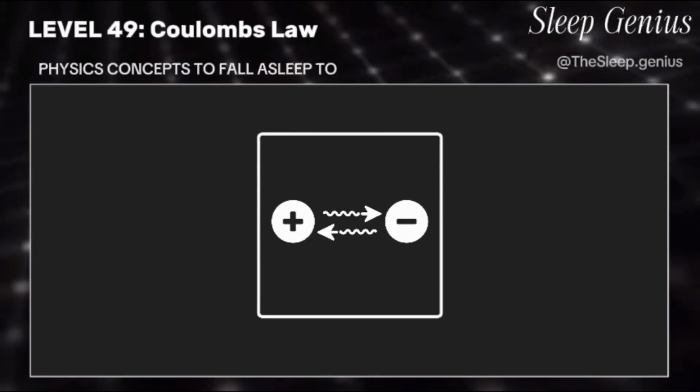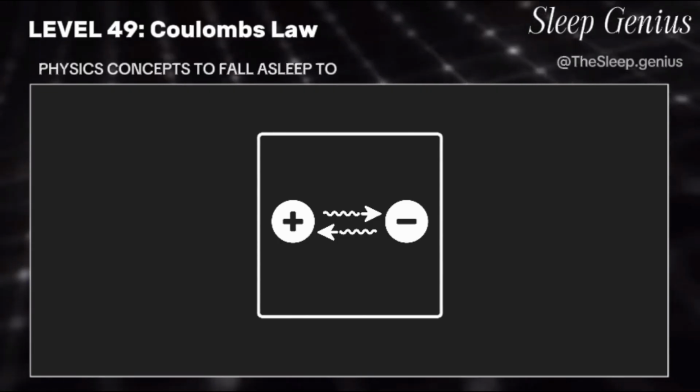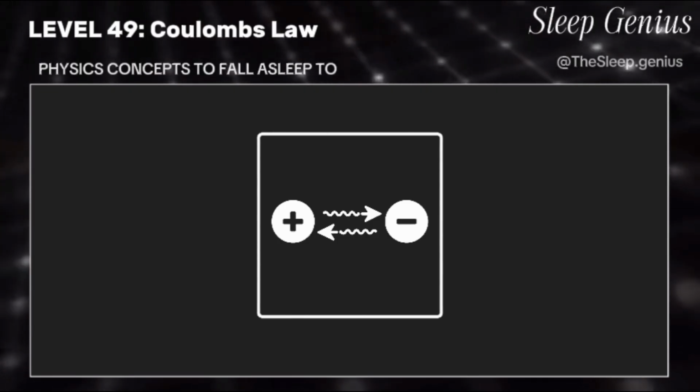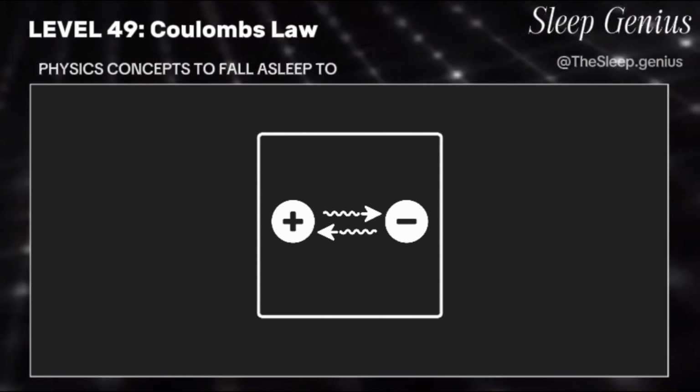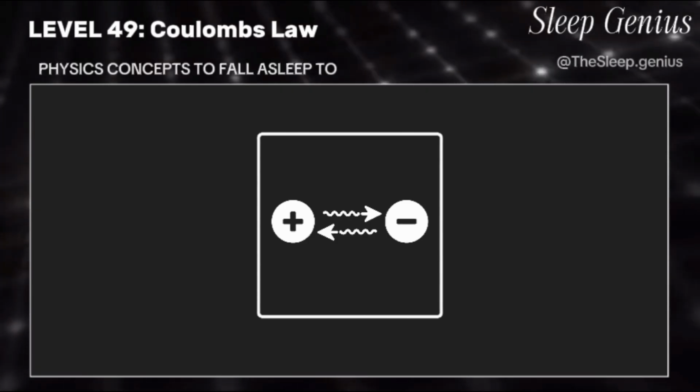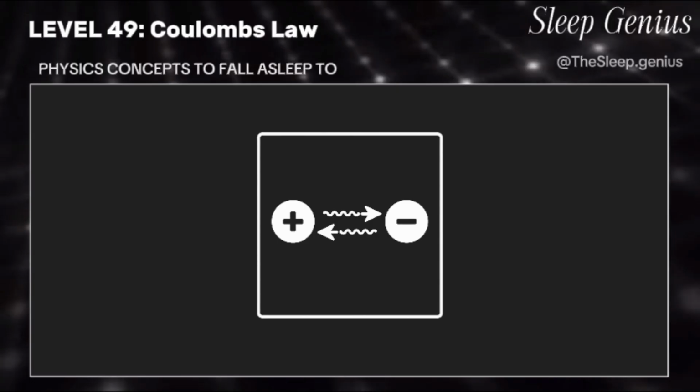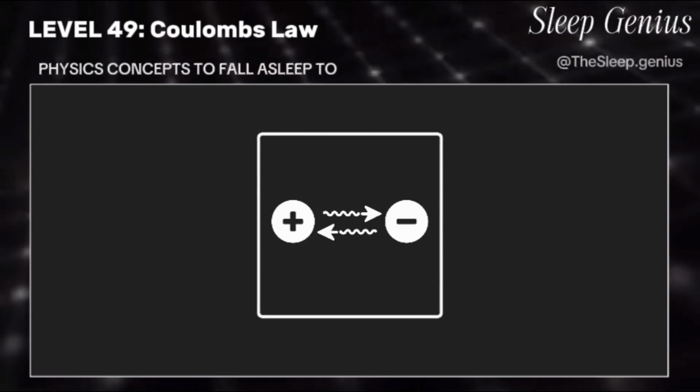Coulomb's law. Coulomb's law describes the force between two charged objects. It explains that the strength of the electric force depends on the size of the charges and the distance between them. If the charges are large, the force is strong. If the charges are farther apart, the force becomes weaker. This law forms the foundation of understanding electric interactions and explains why objects attract or repel each other.